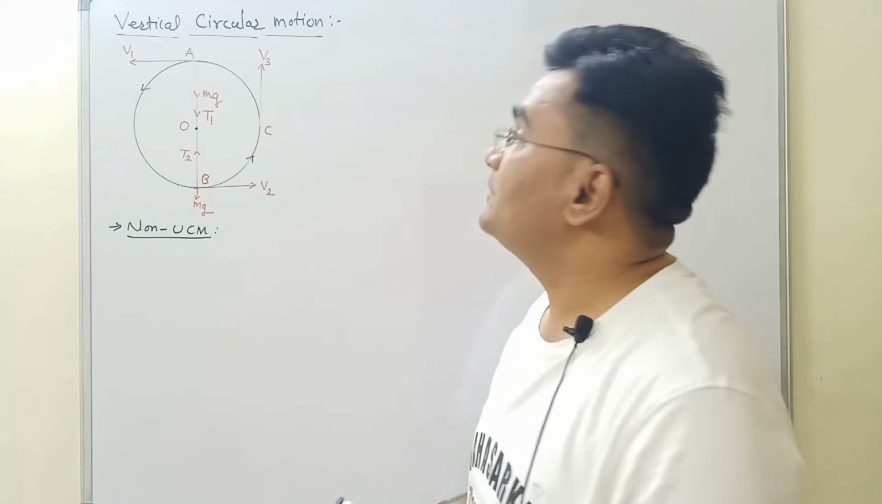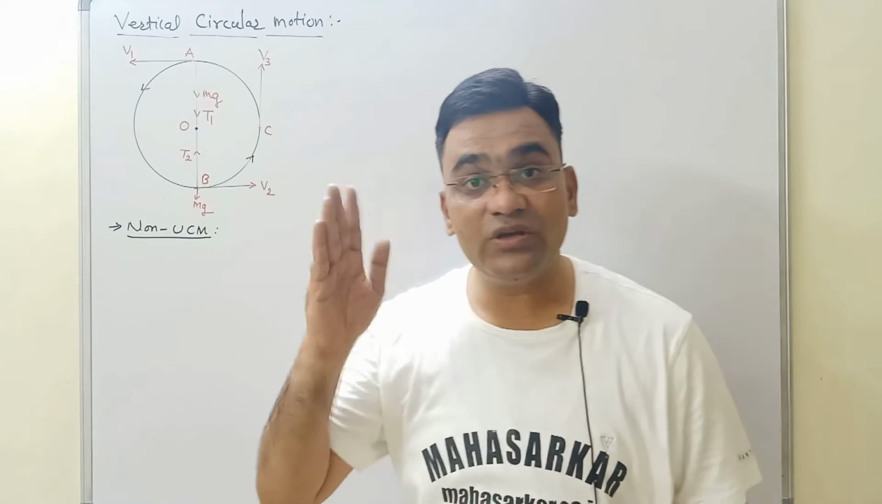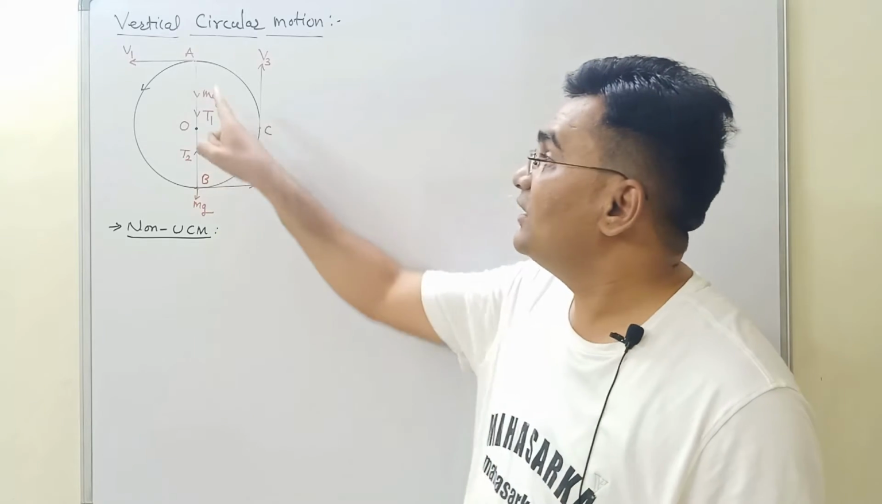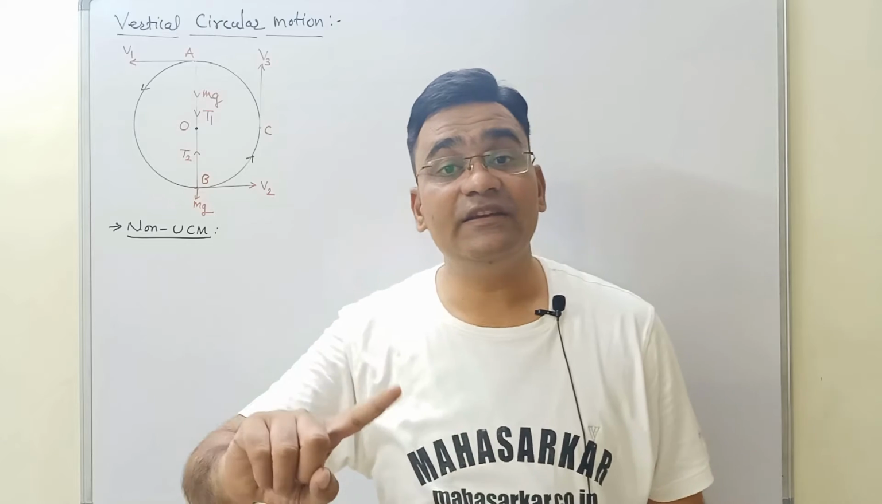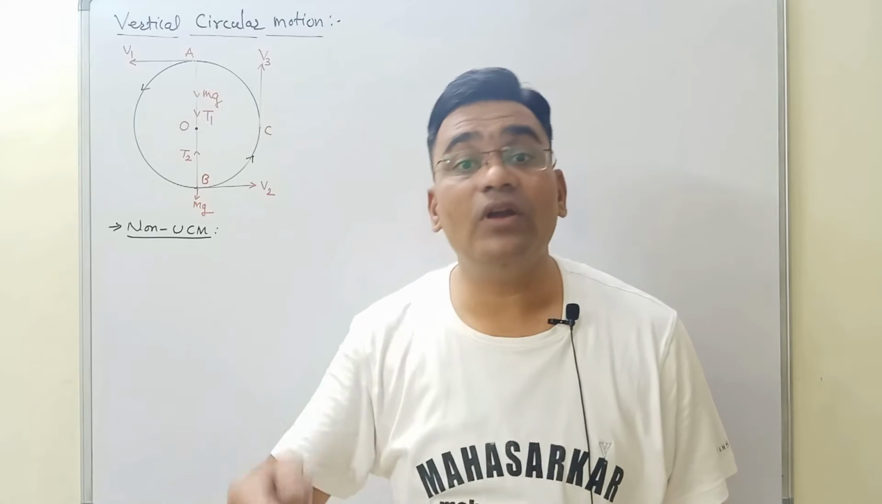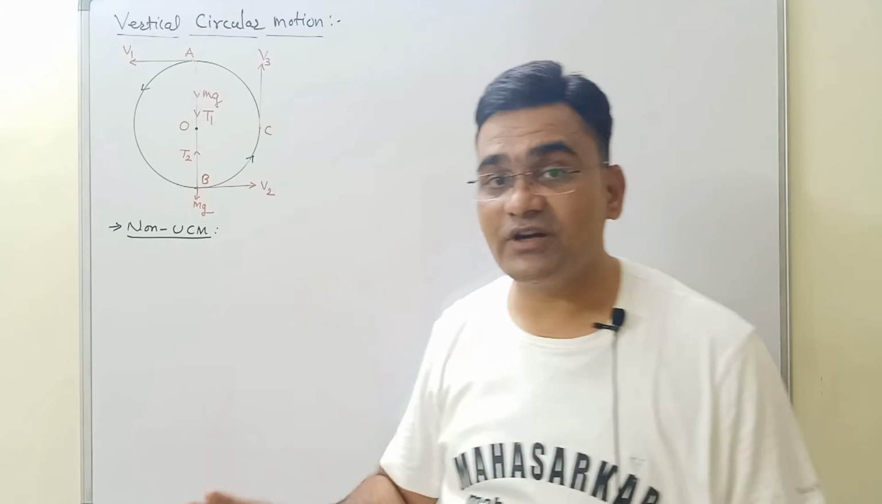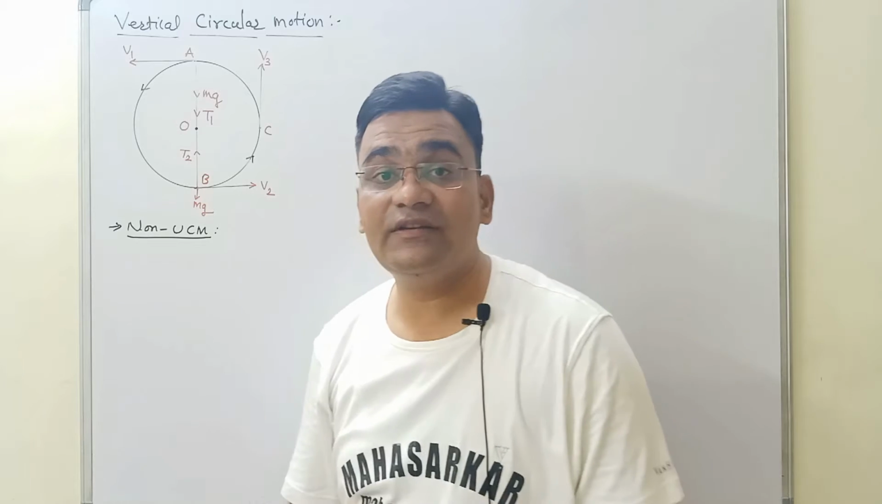So a few things before learning vertical circular motion we need to keep in mind. First thing, when an object is performing vertical circular motion, different forms of energy are changing, but the overall energy always remains constant.